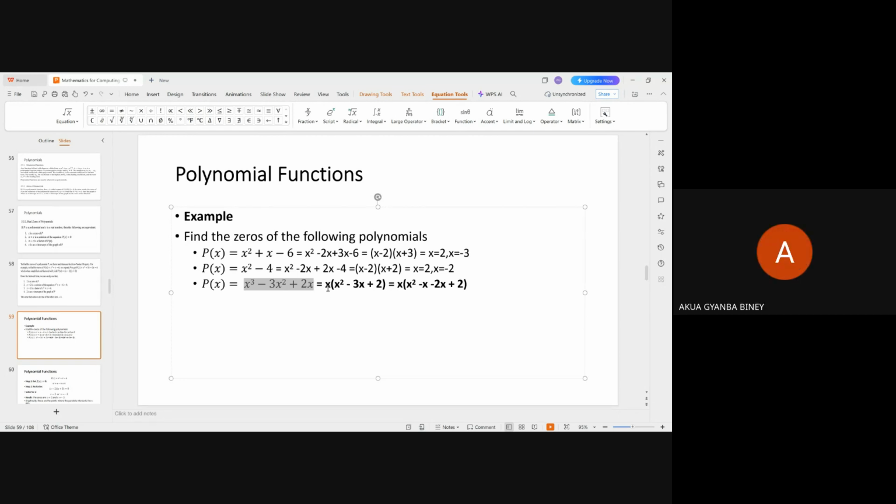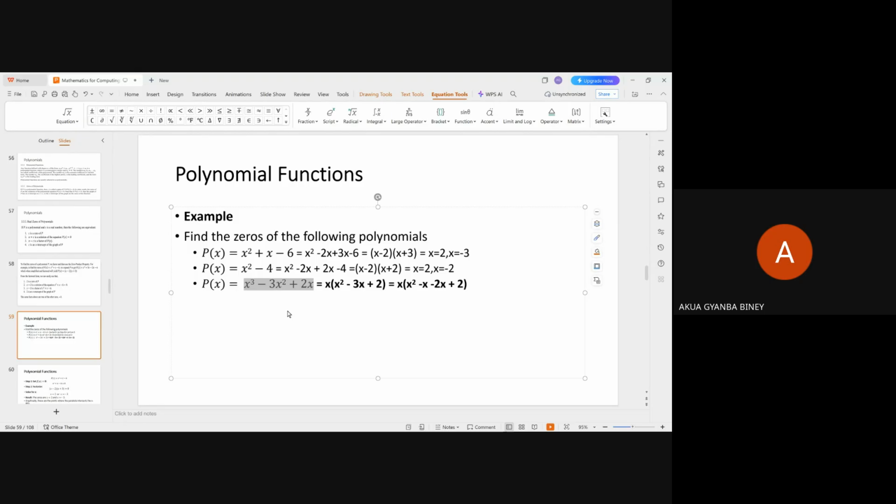Factorize x out. Can we divide 2 by x? No, the x cubed minus 3x squared plus 2x. If you divide through by x, we can get a quadratic function, like x squared minus 3x plus 2. Why are you dividing? No, it is factorization. Dividing through wouldn't take you anywhere. You need to factorize.